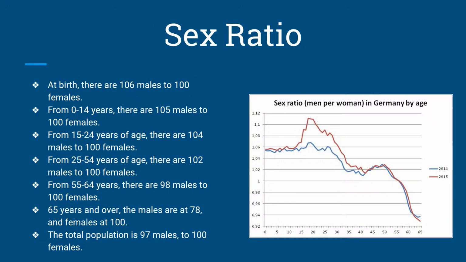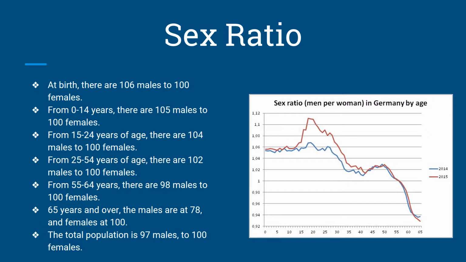Sex ratio. The sex ratio is the number of males per 100 females in the population. The following statistics will be read off as males to females. At birth, there are 106 to 100. From 0 to 14 years, there are 105 to 100. From 15 to 24 years of age, there are 104 to 100. The years going from 25 to 54, there are 102 to 100.